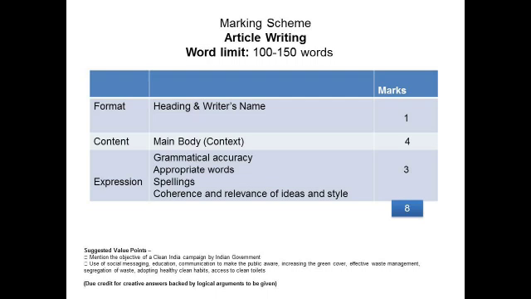You get a choice between letter writing and article writing. When we're looking at article writing, again, the format has 1 mark, which includes heading and writer's name, and then the content has main body, which is 4 marks again, and expression has another 3 marks, which is grammatical accuracy, appropriate words, spellings, coherence, and relevance of the ideas and style. So if you notice that, if you just write heading and writer's name correct, you get 1 mark right there.